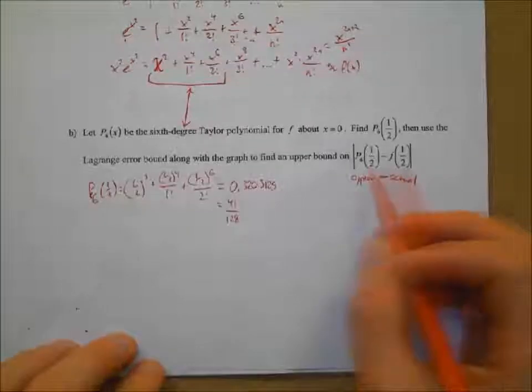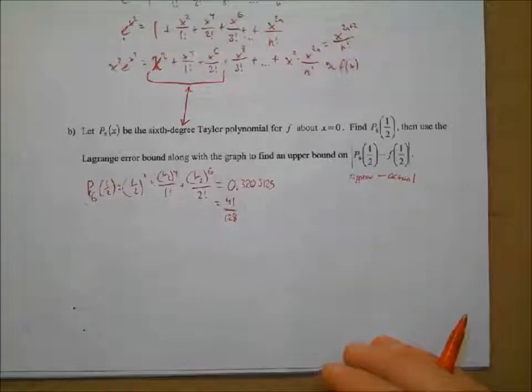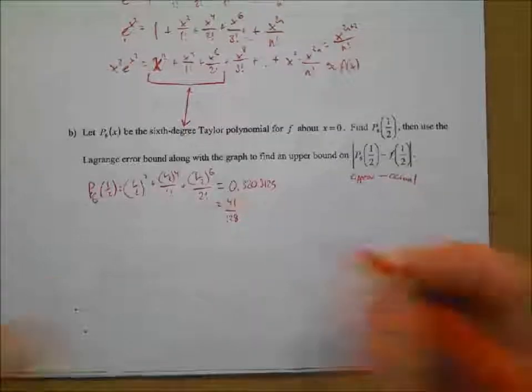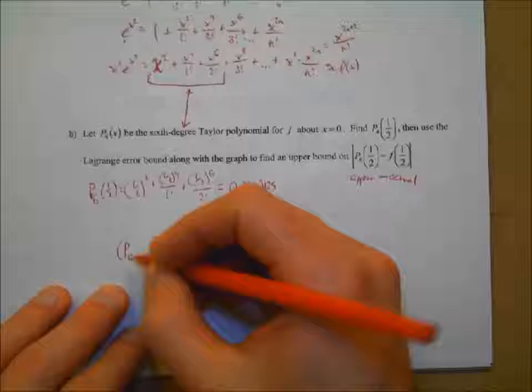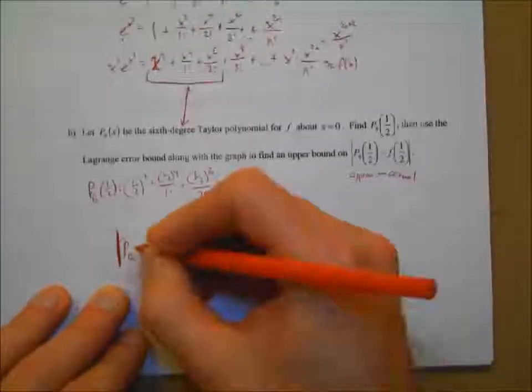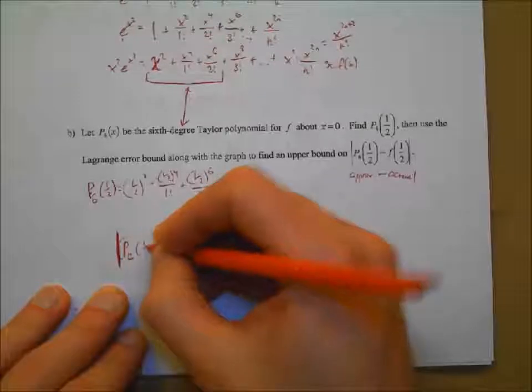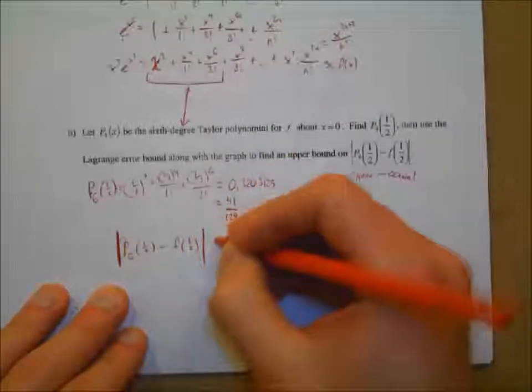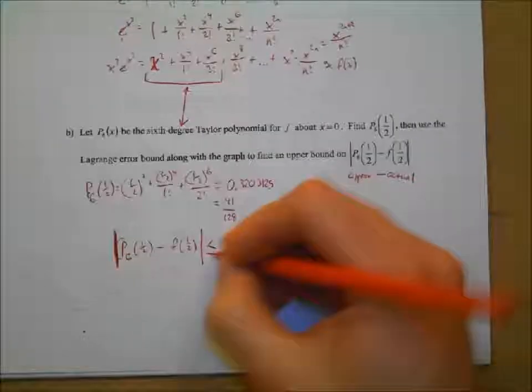So it doesn't matter whether you subtract actual minus approximation or approximation minus actual. Don't worry about that. Same thing. So in fact, I'll just go ahead and keep with that. I don't know why I put that one. Should be absolute values there. P sub 6 of 1/2 minus f of 1/2. We know that's got to be less than or equal to.